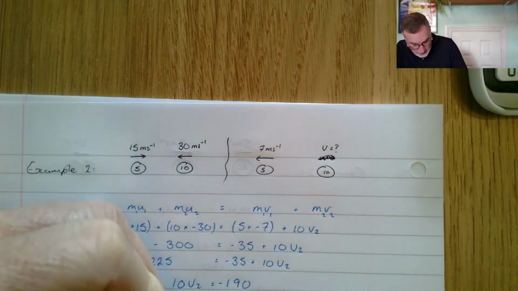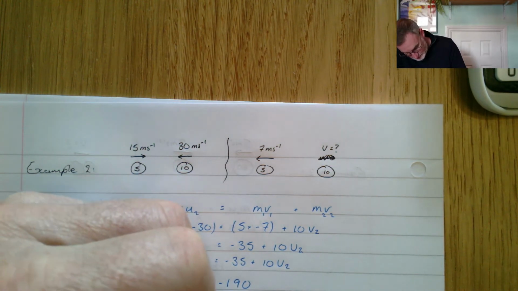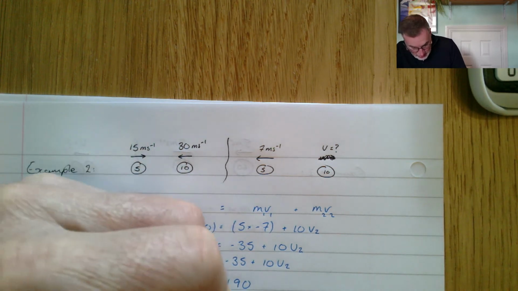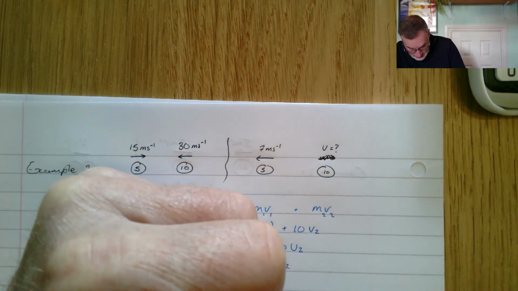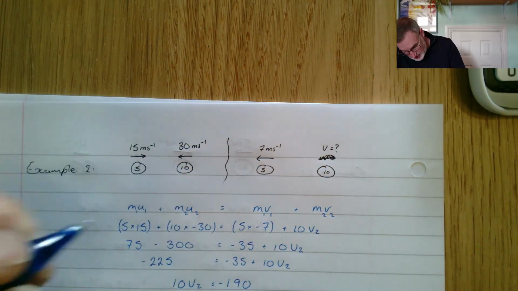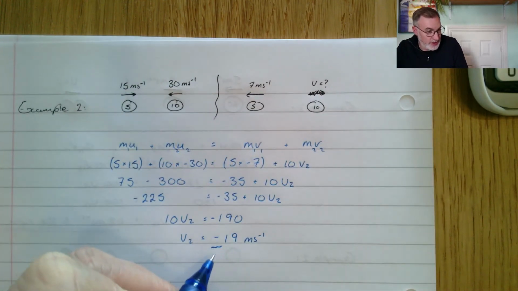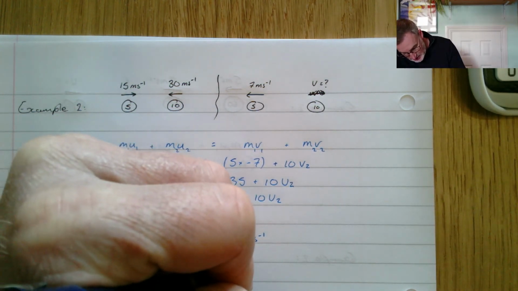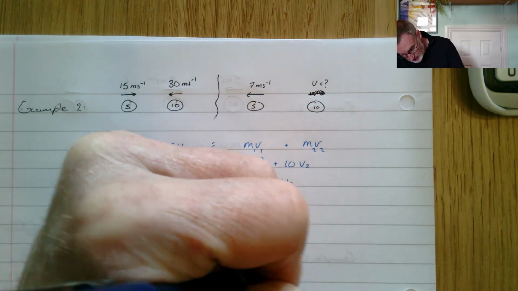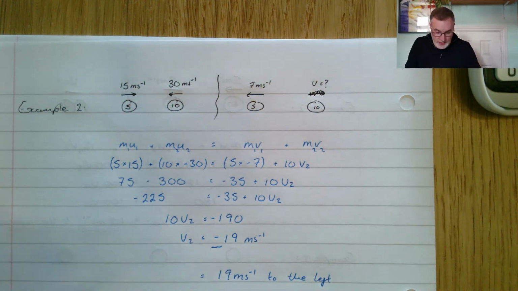And then so V2 is going to then be -19 meters per second. Now, because we've got the minus, this signifies our direction anyway. So what we can say is it's 19 meters per second to the left. Okay, and that's our final answer.